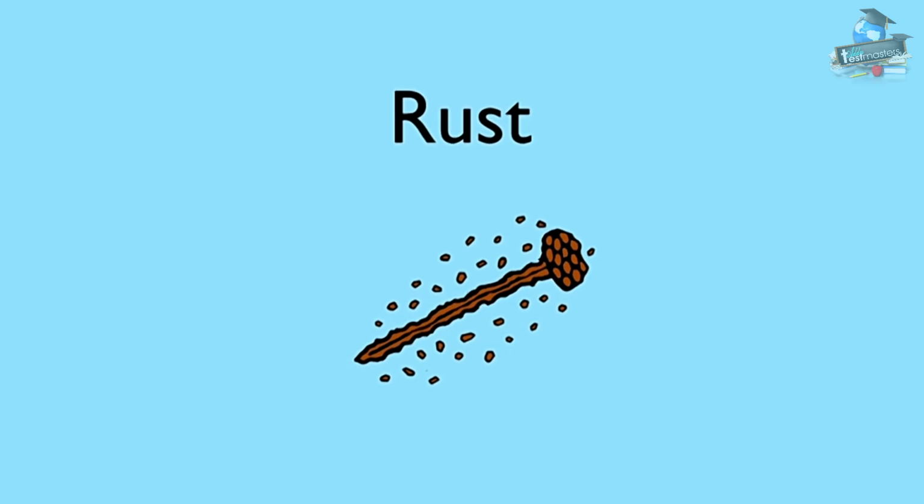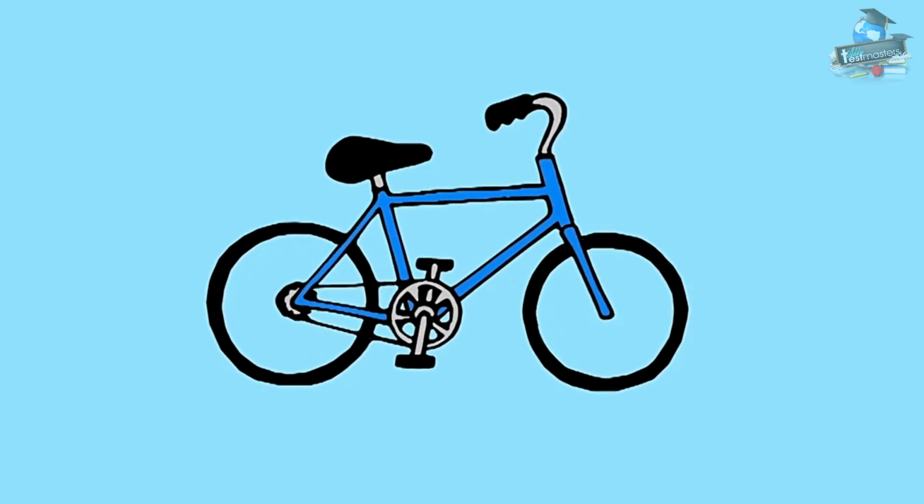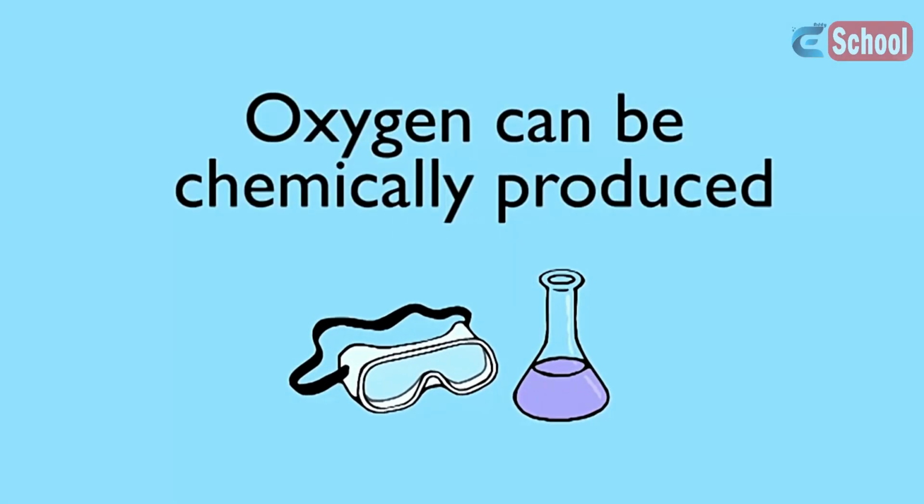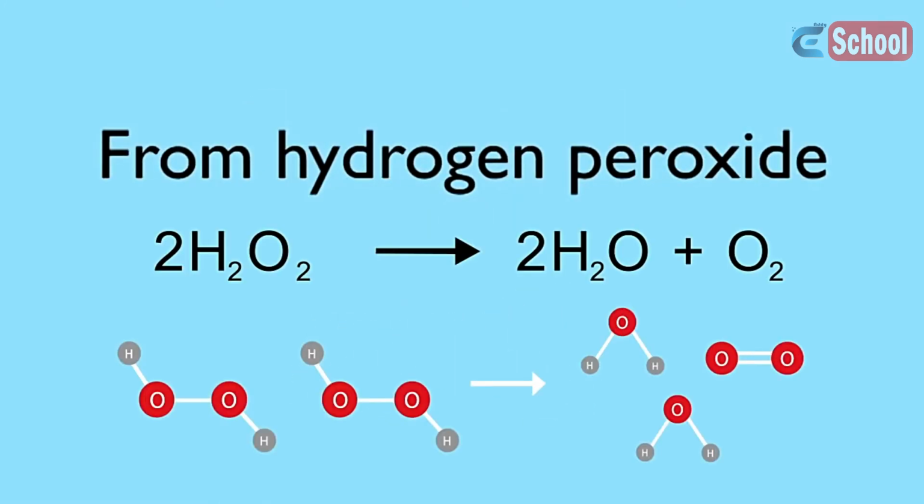There are ways of protecting iron from oxidation. Putting oil on your bike chain, for example. It will protect it from the rust and keep it strong. Oxygen can be produced in the lab by the chemical decomposition of hydrogen peroxide.